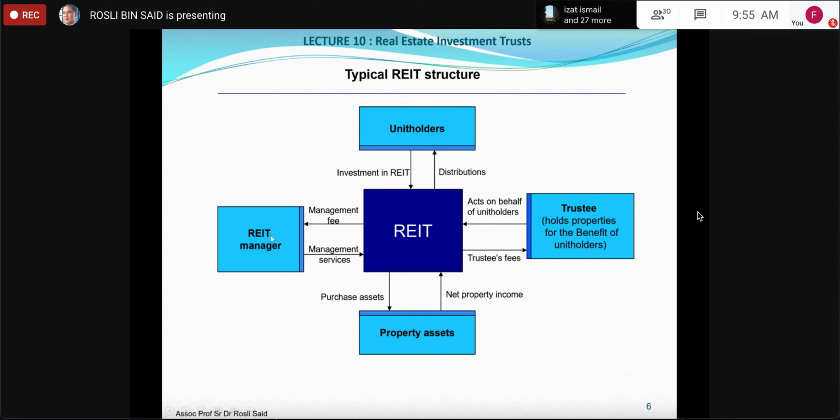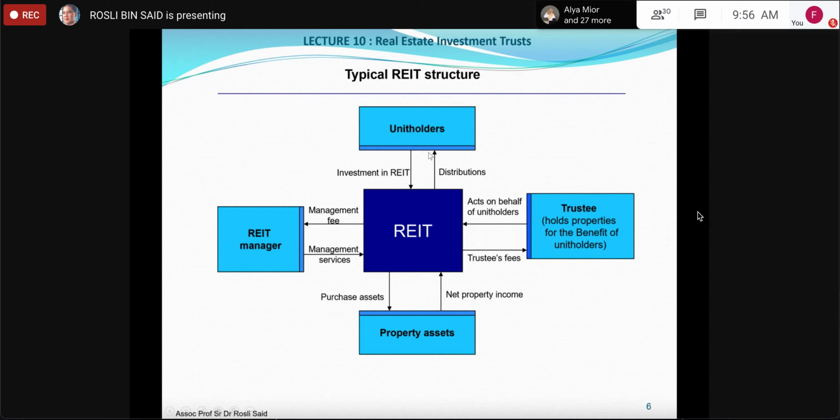In terms of salary, it is also very good if you become a REIT manager. And in the long run, you can also become part of the board of directors because your background is in real estate. And then we have the trustees on the right here, and then we have the property asset.